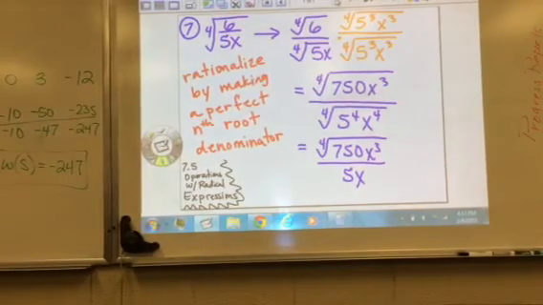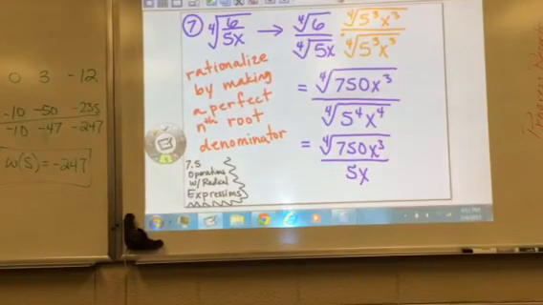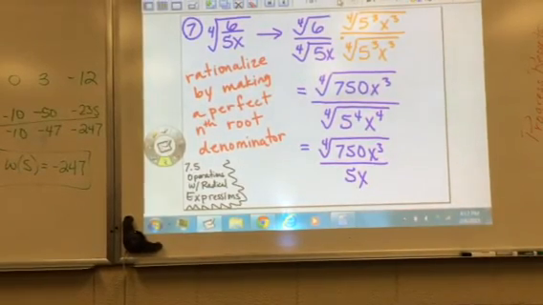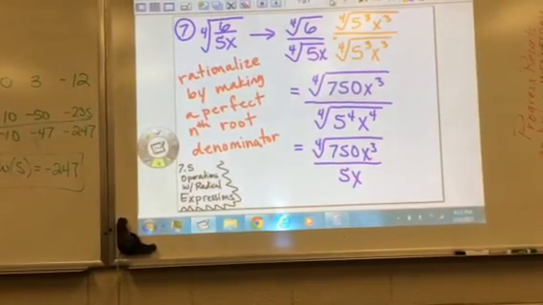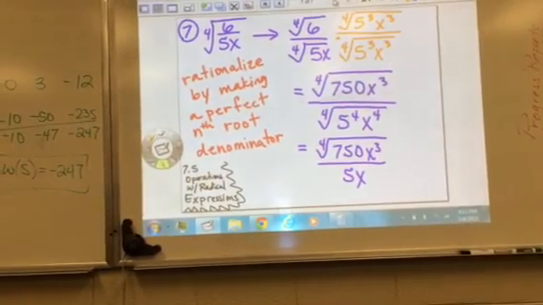It doesn't matter what happens to the top. It's just going to be whatever's left over. So I get a fourth root of 5 to the 4th, so those can cancel out, and a fourth root of x to the 4th, so that those can cancel out. And then I just multiply whatever's on the top. And that's how I get my final answer.